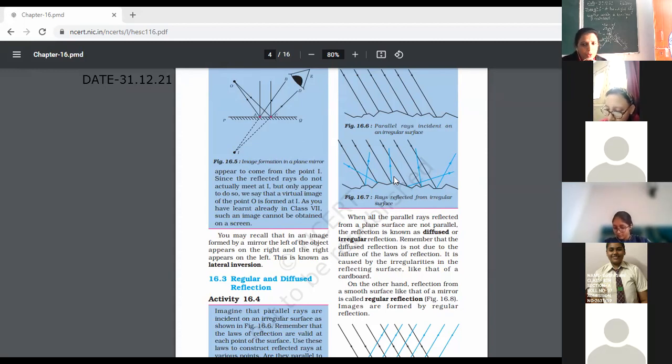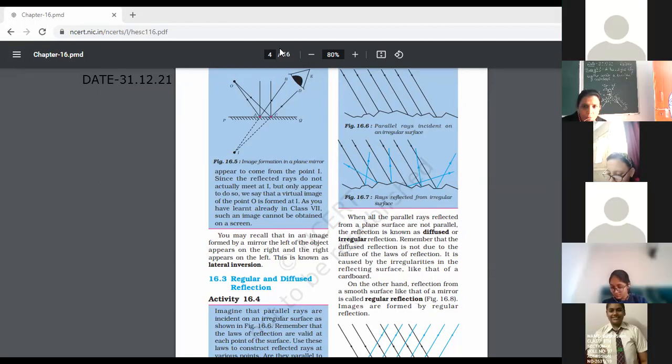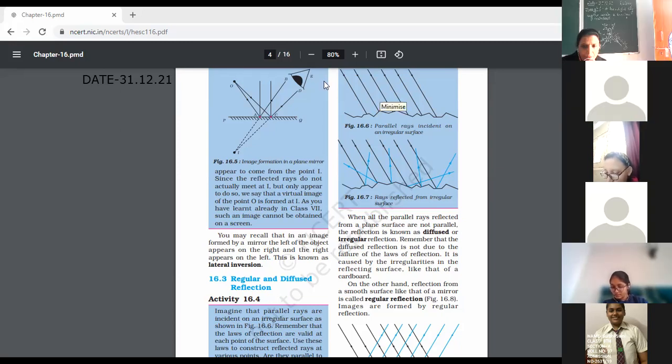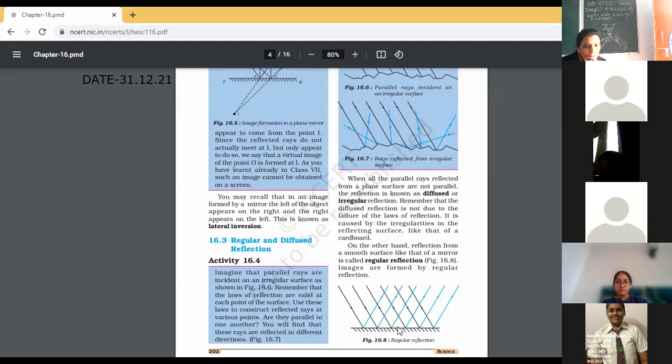Okay, next is regular reflection. What do you mean by regular reflection? Reflection from a smooth surface. See figure 16.8: when light falls on the surface, the black colored rays are falling, and light always travels in a straight line. When they fall on a smooth or highly polished surface, what happens? All the rays after reflection go back in one direction. Able to see? In this figure 16.8, all the blue colored lines, after reflection, are going in one particular direction. So whenever the question comes.